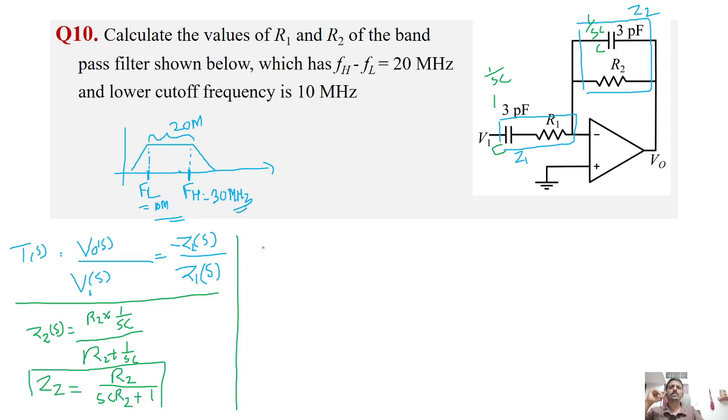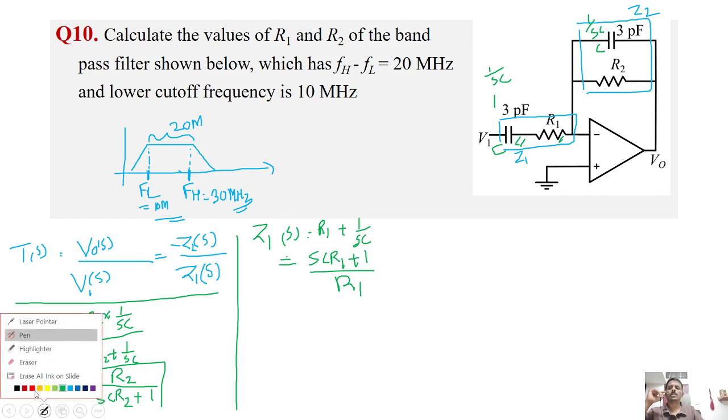Okay, similarly, what is Z1 of S? Since these two are in series, Z1 of S will be equal to R1 plus 1 by SC. On rearranging we'll get (SC R1 plus 1) by SC. So this is Z1.